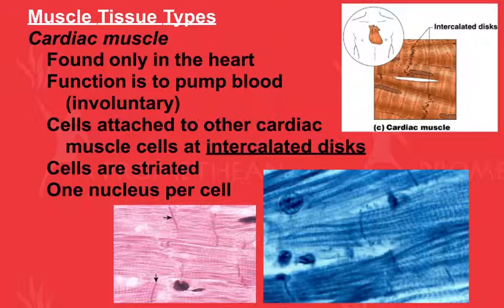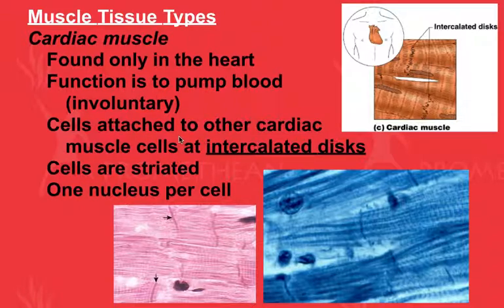The next type of muscle tissue is called cardiac muscle. Cardiac muscle is only found in the heart, and its function is to pump blood. So it's got to move that heart, keep it going so it can pump your blood. And cardiac muscle is an involuntary muscle tissue. That means you don't have any control over it. You can't make it do what you want it to do.